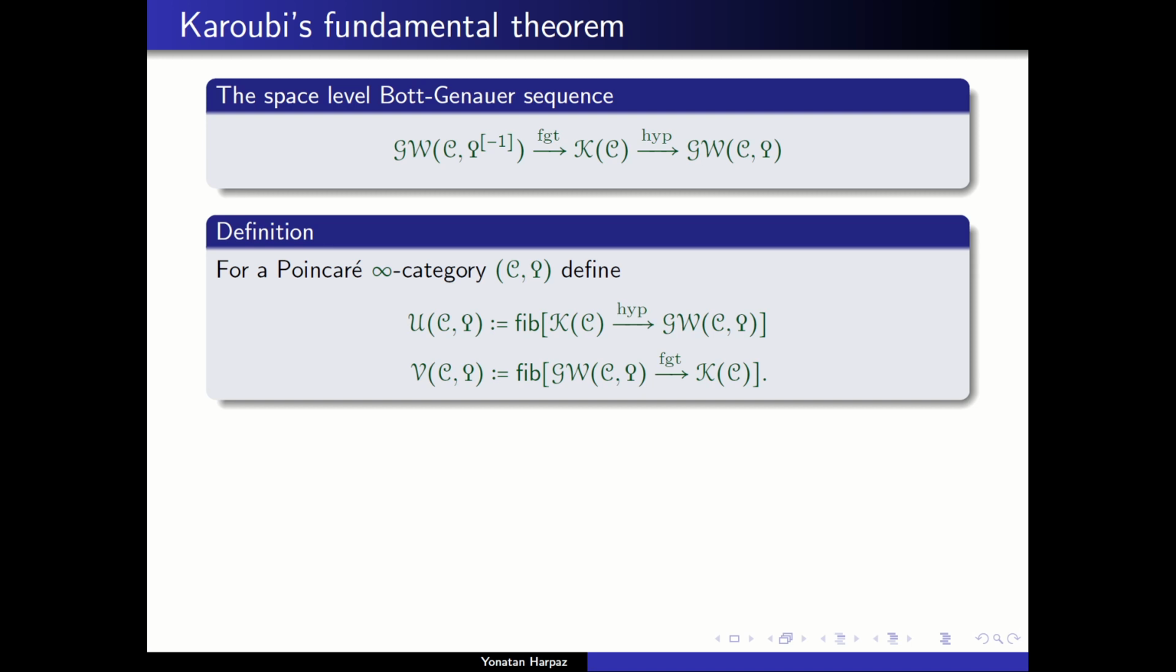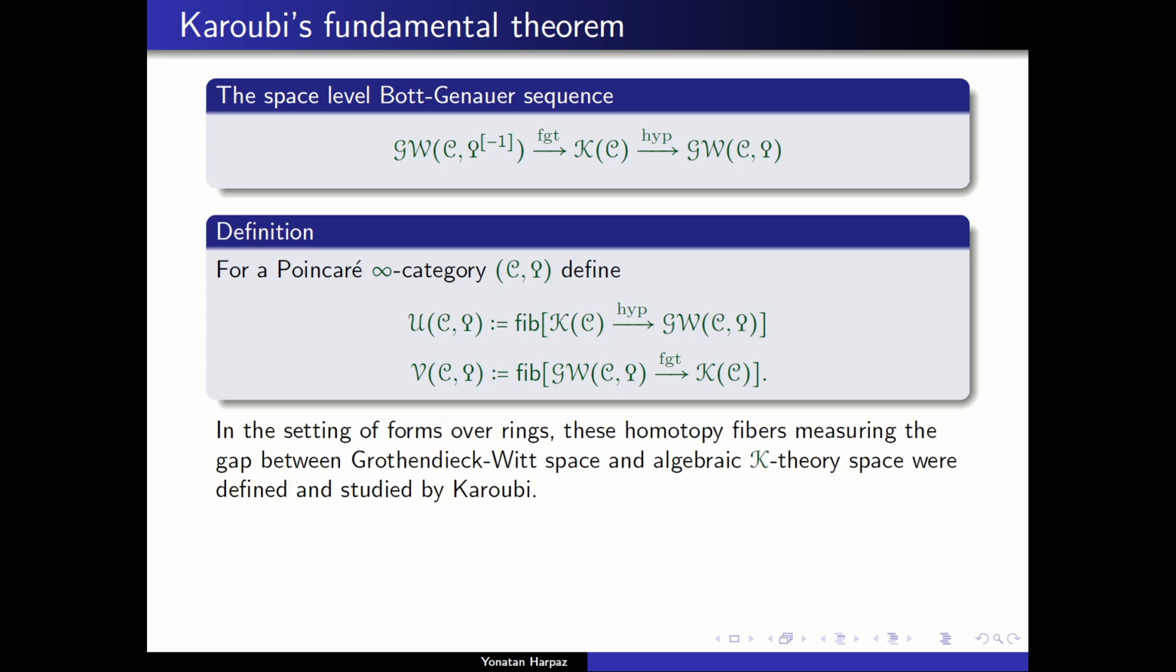So for a Poincaré infinity category C copa, one can define the following spaces which measure the difference between K-theory of C and Grothendieck-Witt space of C copa. One space is the fiber of the hyperbolic map. This is often called the U space. And the second is the fiber of the forgetful map from GW to K. In a setting of forms over rings, these homotopy fibers measuring the gap between Grothendieck-Witt and algebraic K-theory were defined and studied by Karoubi, who proved in this context his fundamental theorem in Hermitian K-theory.